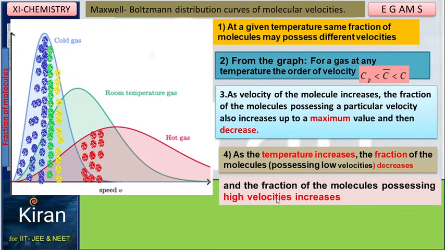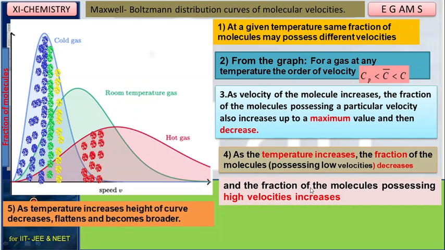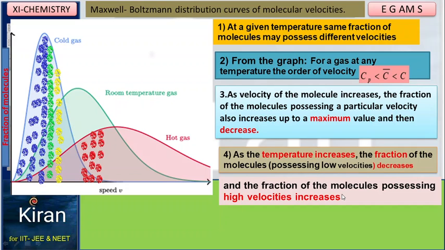One more point. As the temperature increases, the fraction of the molecules possessing high velocities increases. Temperature increases, fraction decreases. Again, temperature increases, fraction also increases. Some molecules' fraction decreases, some molecules' fraction increases. See here, this is the increased temperature. When temperature increases and you take this fraction, as I told, molecules are decreasing.